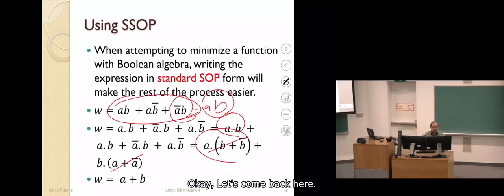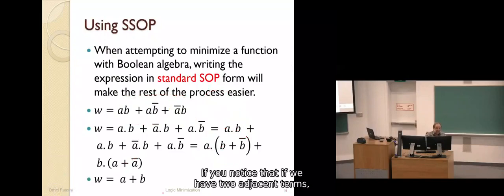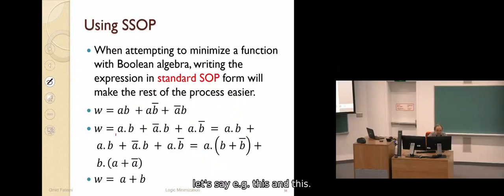Okay, let's come back here. There is a good thing here, if you notice, that if we have two adjacent terms, let's say, for example, this and this. AB is min term 3, and A naught B is min term 2.